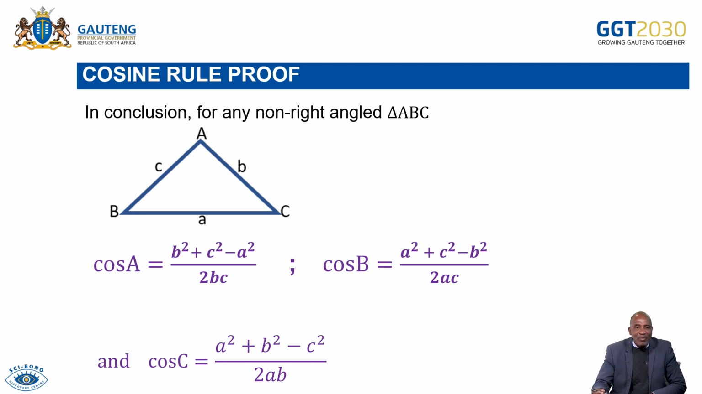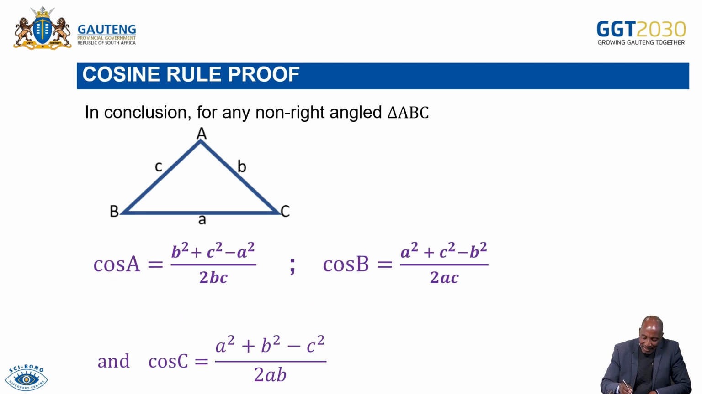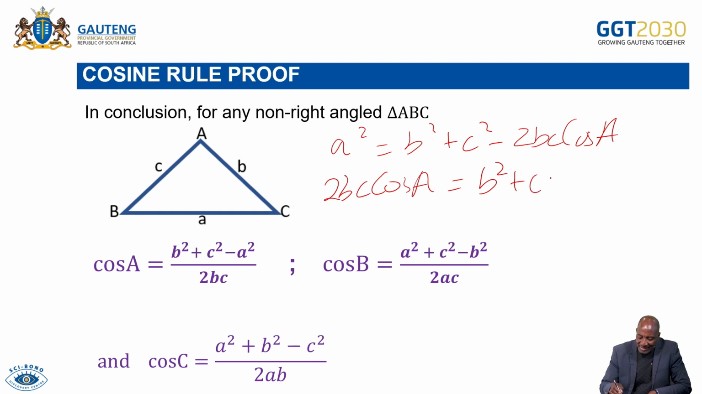Alternatively, this same formula can be written in terms of cosine by making cosine the subject of the formula in each one of them. For instance, the first one says a squared equals b squared plus c squared minus 2bc cos of A. If you want to make cos A the subject of the formula, what do you do? You transpose; you bring the negative 2bc to the left-hand side. It's going to be 2bc cos of A is the same as b squared plus c squared minus a squared, coming from the other side.